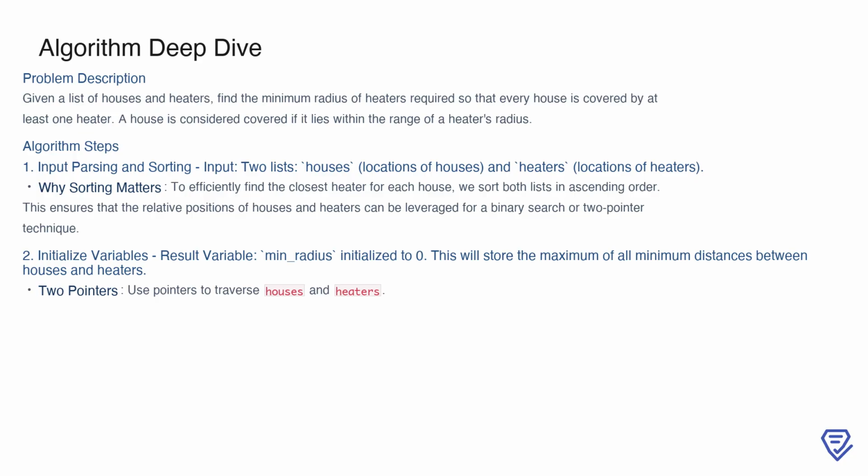We also initialize a variable called min_radius, which will store the maximum of all minimum distances calculated between houses and their nearest heaters. Additionally, we set up two pointers, one for traversing the sorted list of houses and another for the sorted list of heaters. These pointers will help us systematically evaluate the distances between houses and heaters as we proceed through the algorithm.